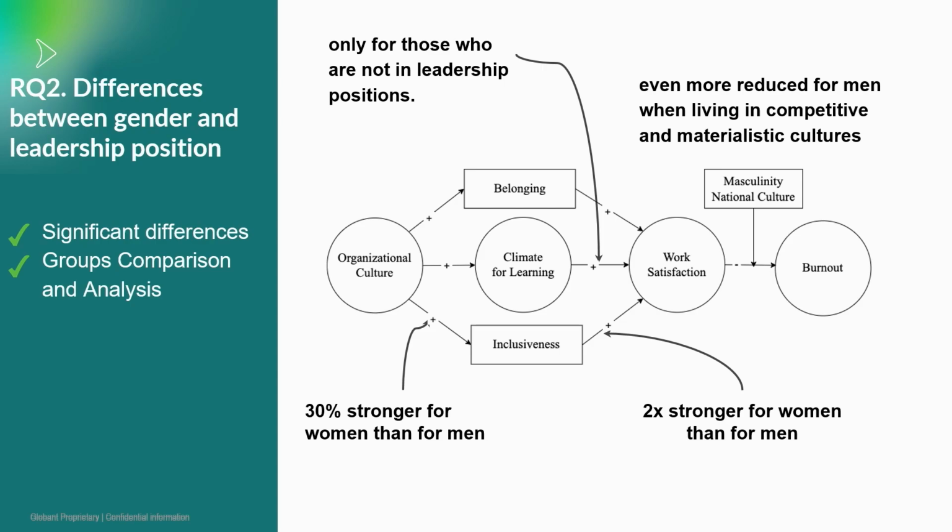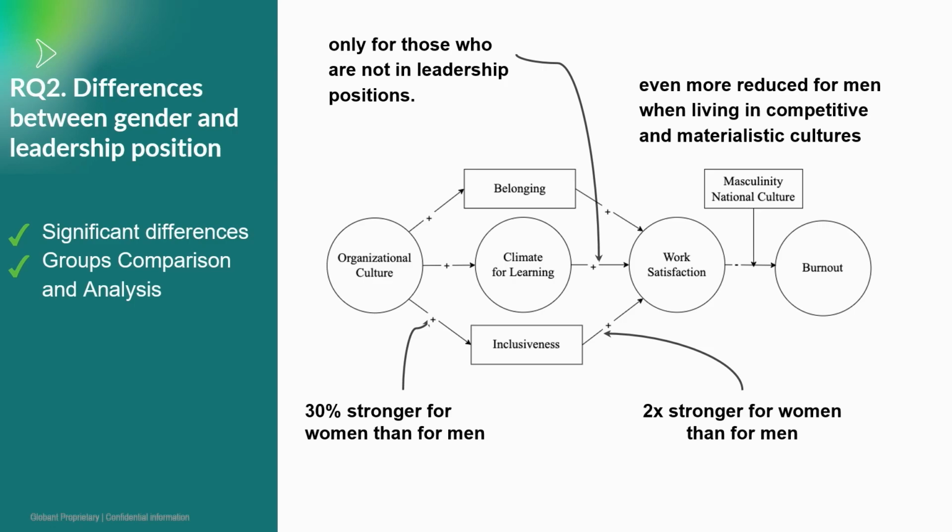When we compare men and women, we can see that for women, inclusiveness is more important. A culture brings more inclusiveness for women than for men, and inclusiveness is twice as important to work satisfaction for women than for men. We could also see that the climate for learning brings work satisfaction for those who are not in leadership positions. Those who are members of the team, not in leadership, are really satisfied by learning.